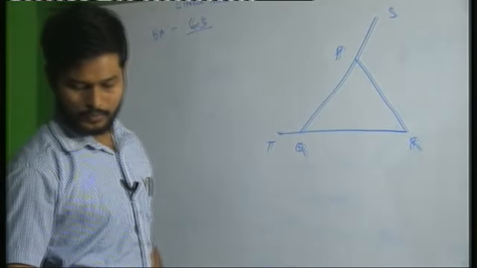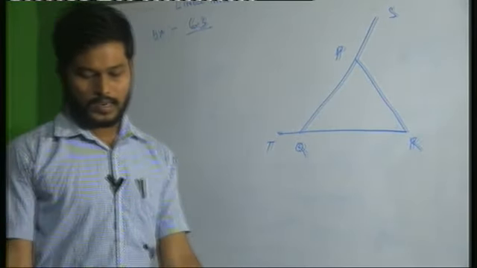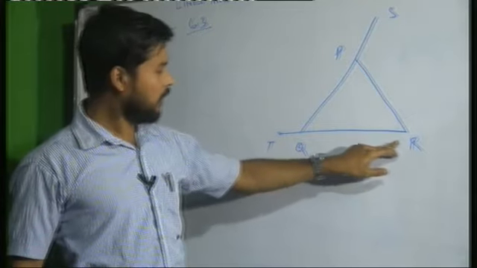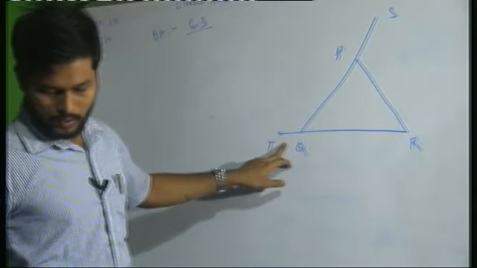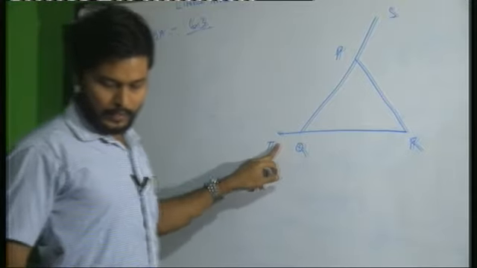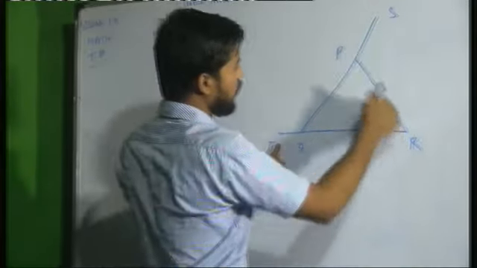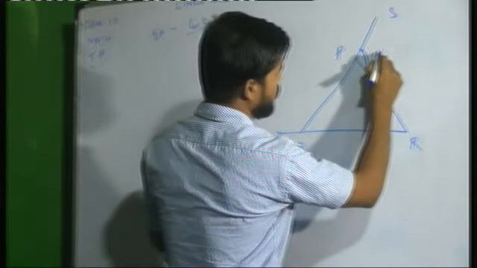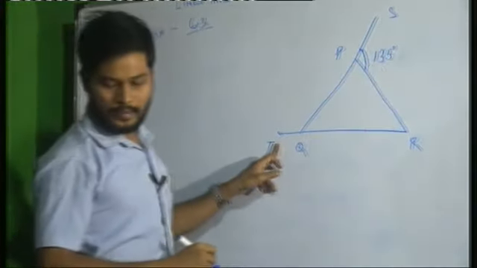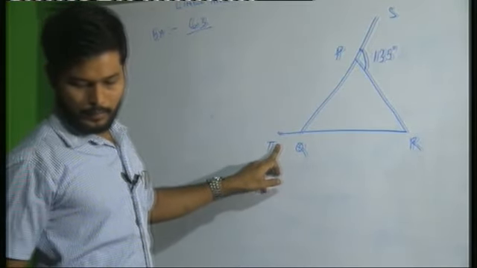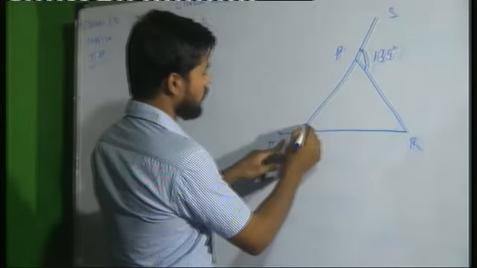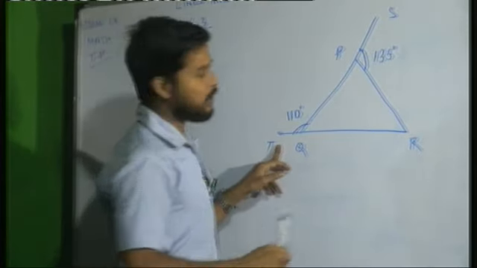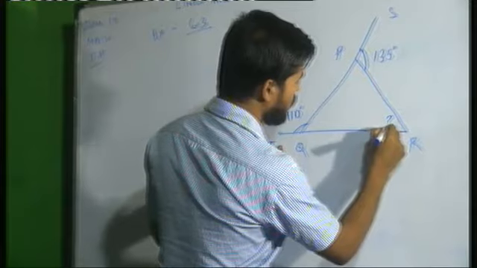Okay, so in figure 6.39, the side QP is produced to S, and the side RQ is produced to the point T. If angle SPR, this angle, is equal to 135 degrees, and the angle PQT, this angle, is equal to 110 degrees, we have to find the value of angle PRQ. We have to find the value of this angle.